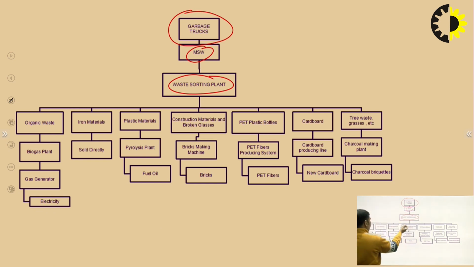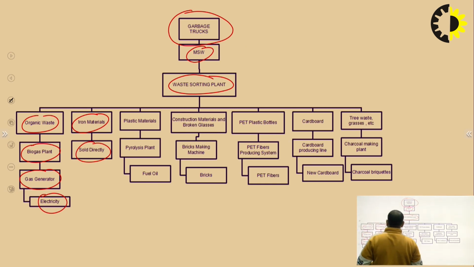Just like if we have organic waste, then that is sent to the biogas plants, that may be Deenbandhu biogas power plants, which is used for generating gas, methane generally, and may be used for electricity purposes. If the waste sorting plants sort out iron material, then it is sold directly for manufacturing different kinds of things which are constructed with the help of iron. And if the waste sorting plant sorts out plastic material, then pyrolysis plants are contacted, and the plastic material is sent to these pyrolysis plants, and we end up with fuel oil in these plants.